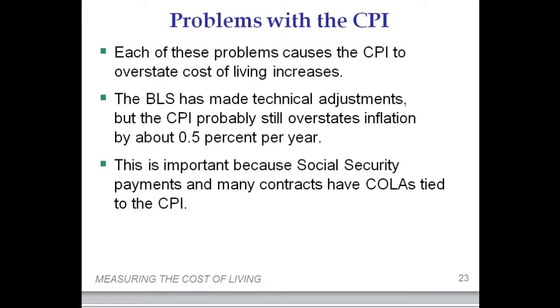Each of these problems causes the CPI to overstate the cost of living increase. The Bureau of Labor Statistics has made technical adjustments, but the CPI probably still overstates inflation by about 0.5% per year. This is important because Social Security payments and many contracts have a cost of living adjustment tied to the CPI.